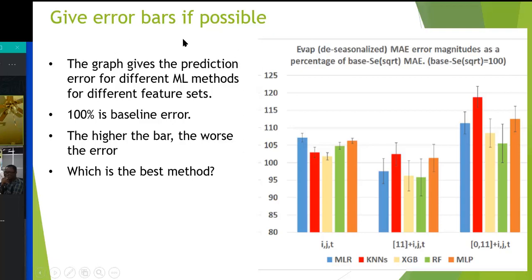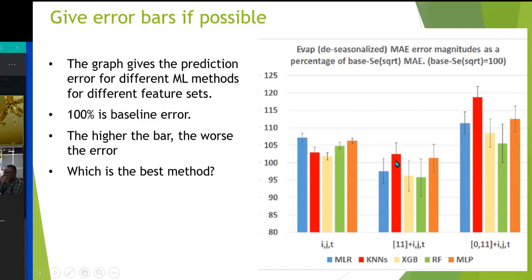Right? Give error bars if possible. Here we have several results. This also gives the prediction error for different machine learning methods. All right, these are different features, and the different colors are different methods. Question: is this green method better than this red method? Okay. The error is less. This error is 95. This error is over 100. So the green method is better than the red method.